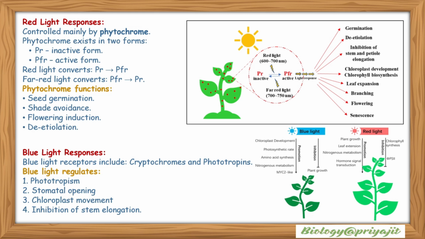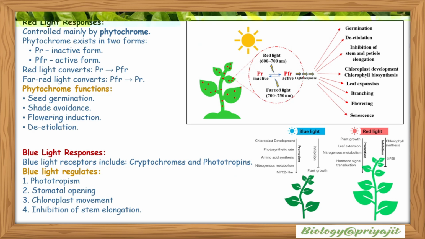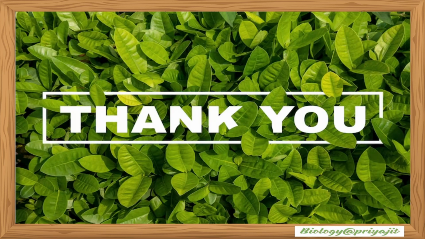Blue light response. Blue light receptors include cryptochrome and phototropins. Blue light regulates phototropism, stomatal opening, chloroplast movement, and inhibition of stem elongation. So in this class we learned how plants capture light energy through their antenna complex, convert it into chemical energy, fix carbon dioxide, and regulate their growth through light-controlled mechanisms. Understanding photophysiology helps us understand how plants adapt to different environmental conditions.